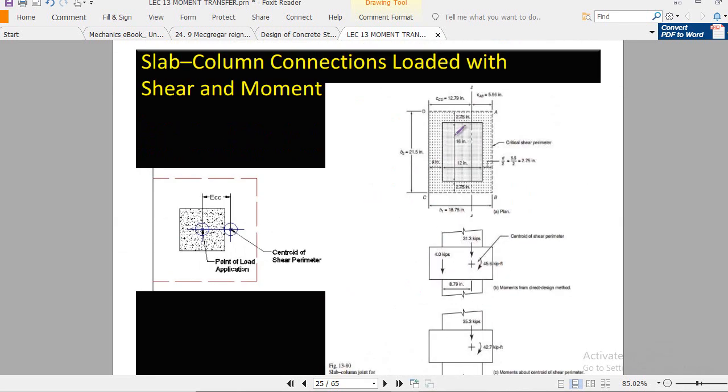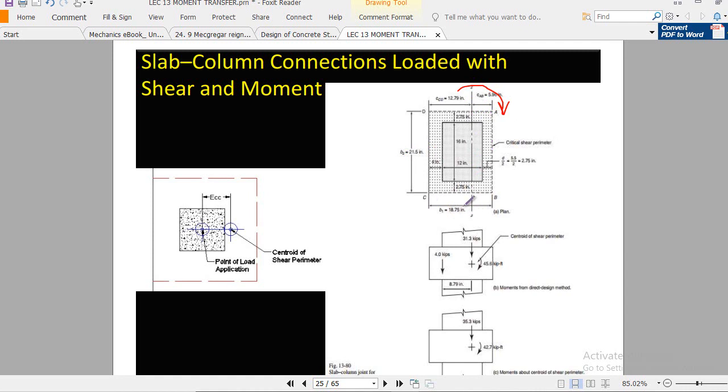You see here we have a column section 12 by 16 inch, and we have a shear perimeter, whose size is 18.75. This is B1, and this side is 21.5. Now you see this is B2 and this is B1. Now what does it mean? That in this case the moment is acting over this axis. This is the Z axis now.